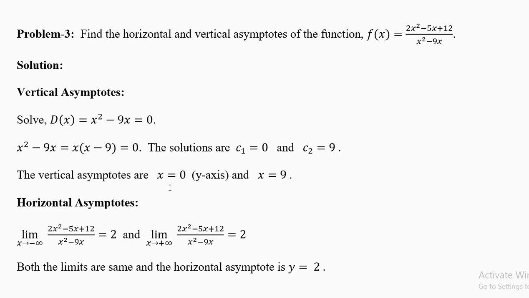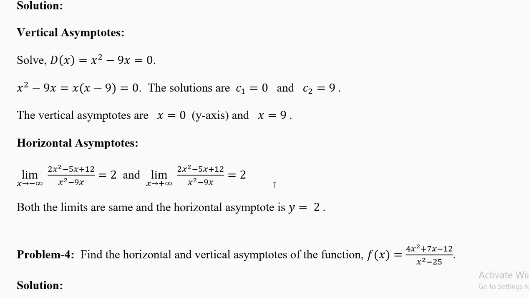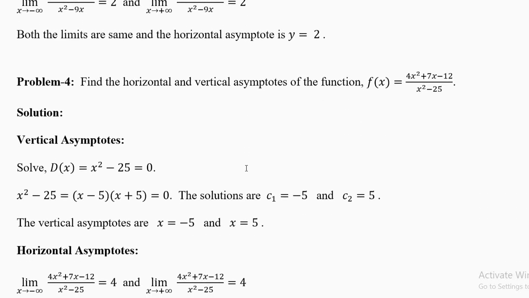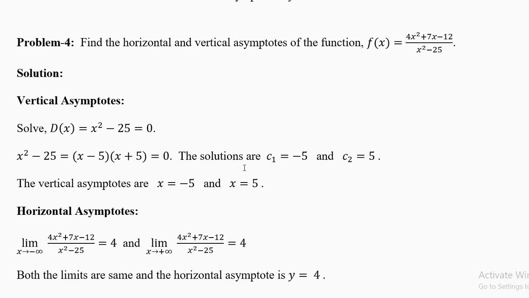The vertical asymptotes are x equal to 0, which means the y-axis, and x equal to 9. This asymptote will be 9 units on the right of the y-axis. Now horizontal asymptotes. Take the limit of the full function x going to minus infinity, limit is 2. Take the limit for x going to plus infinity, again the limit is 2. Both the limits are same, so there is only one horizontal asymptote and that is y equal to 2. Next problem, problem number 4.